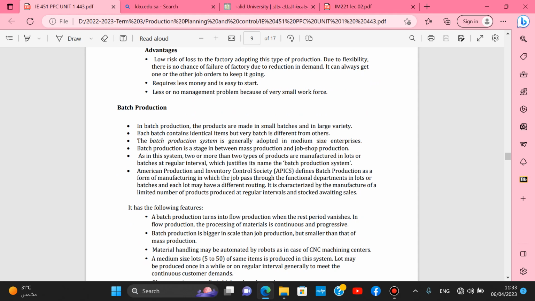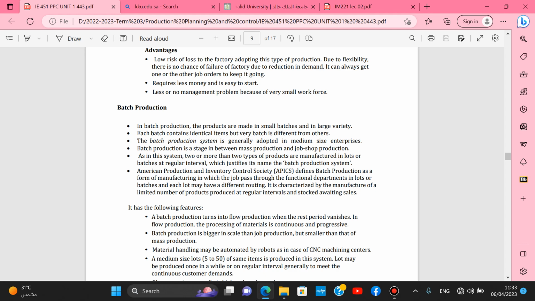Batch production is a method of manufacturing where products are produced in groups or batches. The products are similar or identical and go through each stage of the process together. So in batch production, the products are made in small batches and in large variety, and each batch contains identical items, but every batch is different from others.